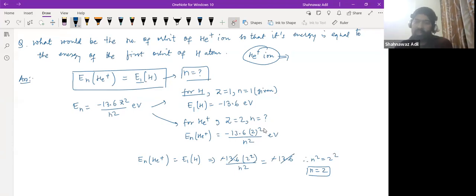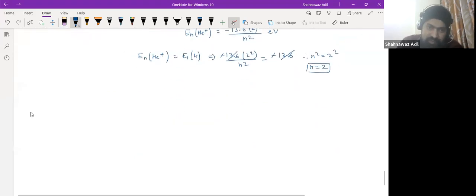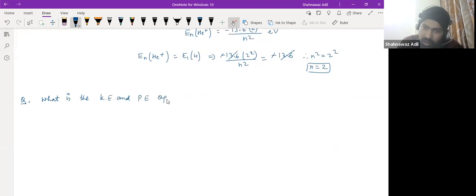So the first orbit of the hydrogen. So this was the question. And if I ask you, what would be the second question I can ask? What is the kinetic energy and potential energy of the electron in the first orbit of hydrogen atom, right?